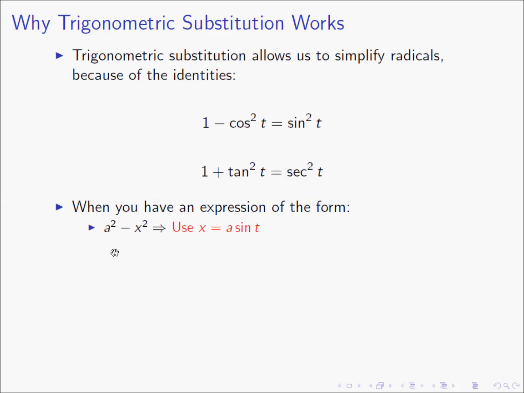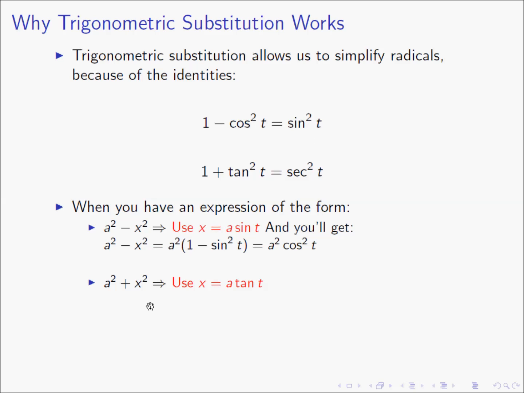The first one is when you have a squared minus x squared. You have an expression of this form. Here a squared can be any number, can be 4 for example. In this case you use the substitution x equals a sine of t. This is what we did in the previous example. If you do that, you can factor out a squared, and you get 1 minus sine squared of t. And 1 minus sine squared of t is cosine squared of t.